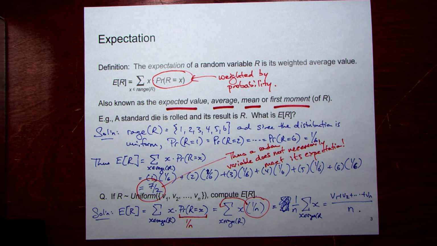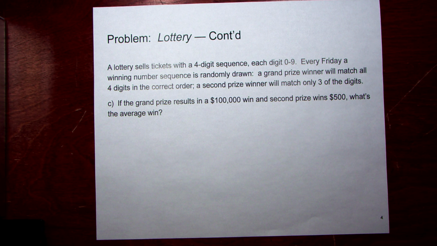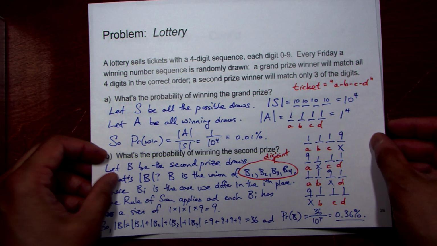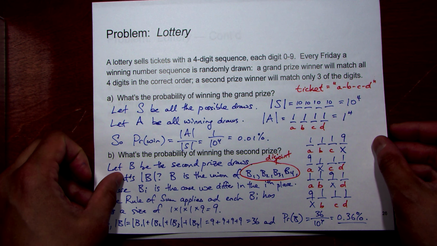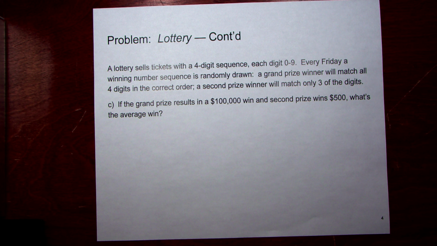All right, let's do another example. A lottery sells tickets with a 4-digit sequence, digits 0 through 9. If you match all 4 digits that are drawn in the correct order, you win the grand prize. Second prize is for 3 of the digits. This is a redo of part C of a problem that I think is back in Unit 2, where we were doing combinatorics. Here we're attaching prize money. If the grand prize wins 100,000 and the second prize is 500, what's the average win?